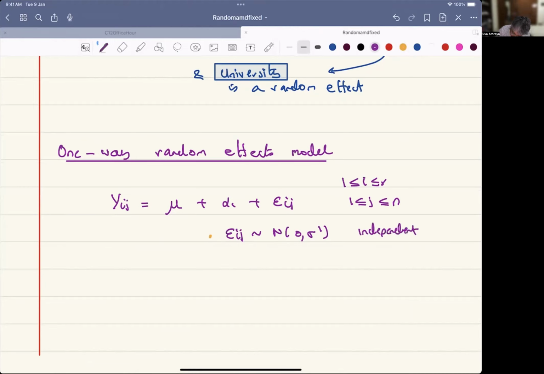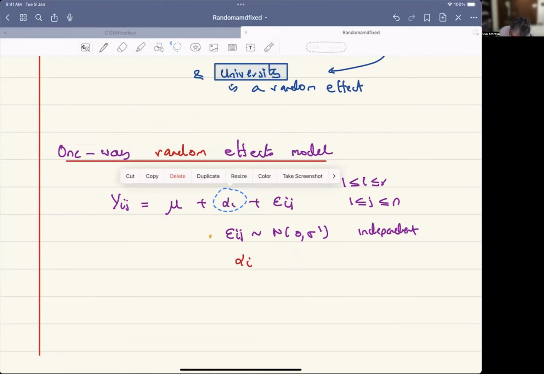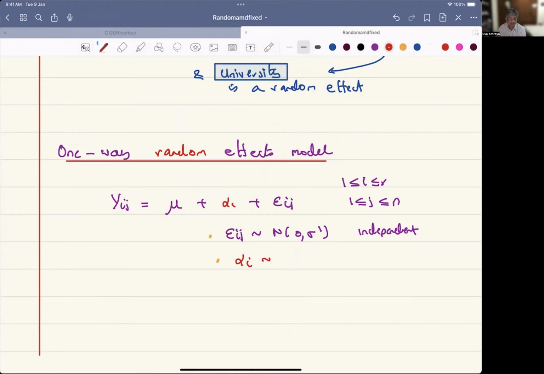And here, in this particular setting for the random effects model, I'll also assume that the alpha_i's are not fixed, they're random. There's some error in measurement or some effect that we introduced in the model, and I'll also assume this to be normal with mean 0 and variance sigma square alpha. Again, independent across the i's.